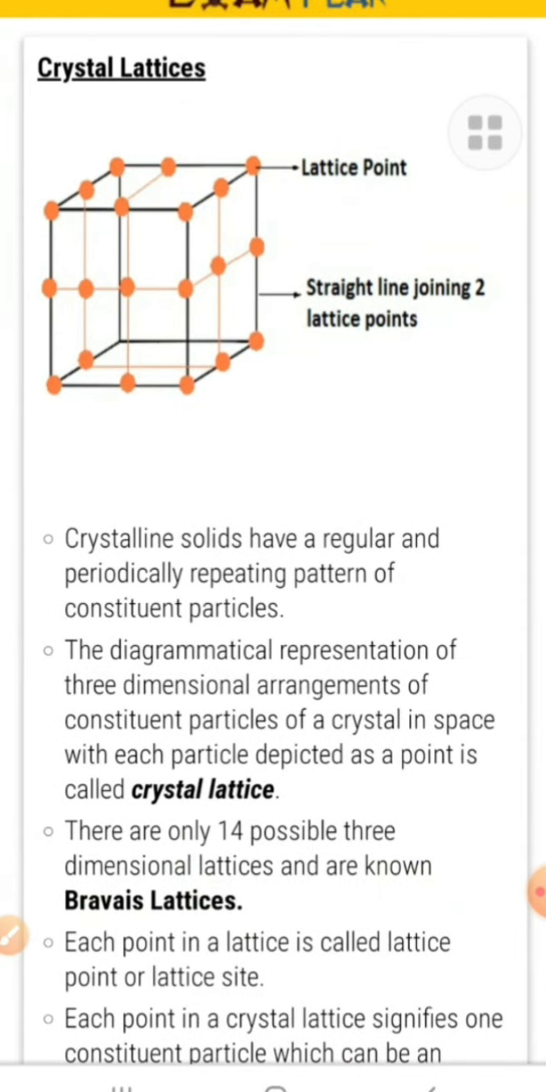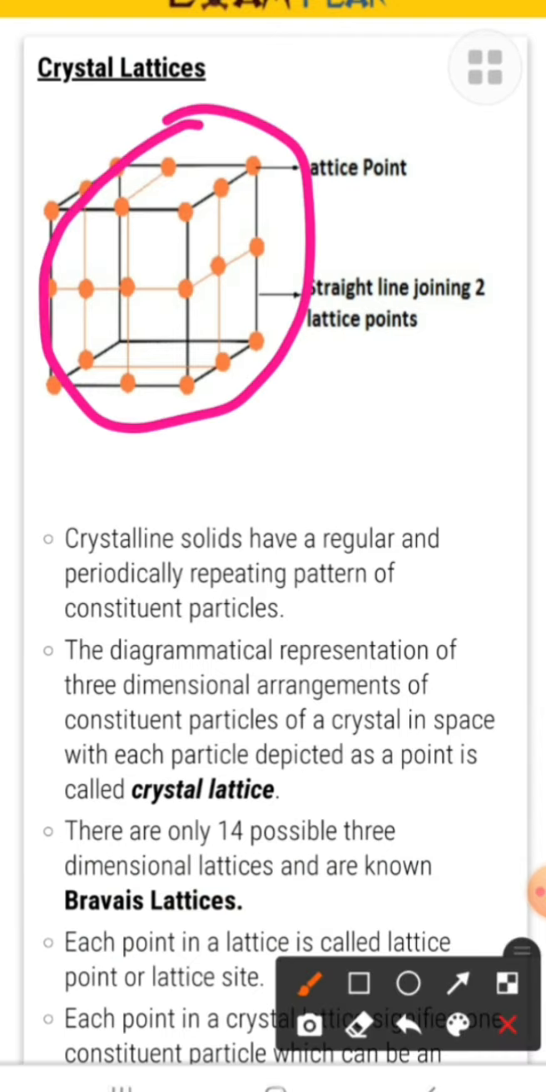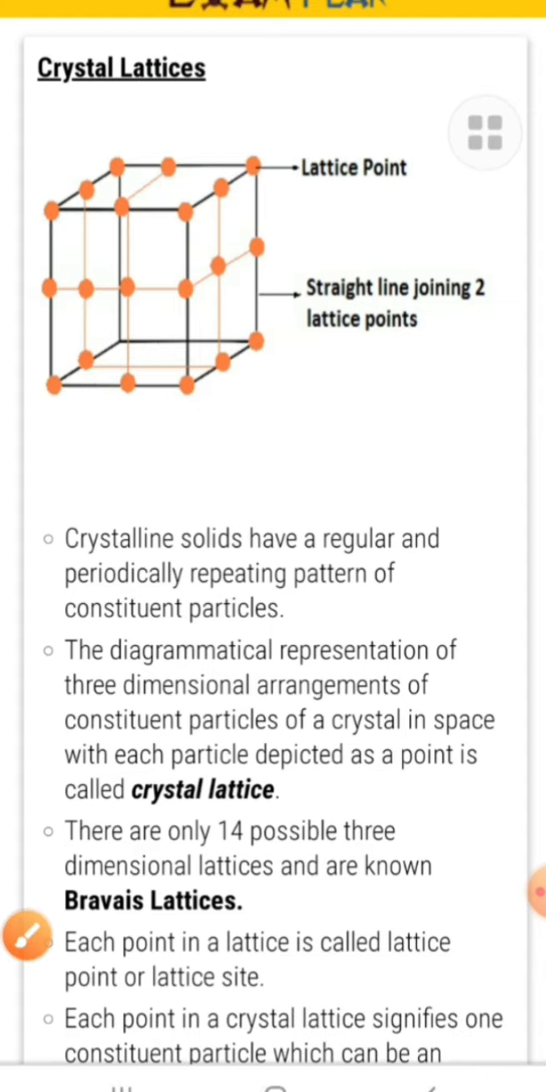That is the crystal lattice. We can show the structure of a crystal lattice by straight lines joining lattice points. Crystalline solids have a regular and periodically repeating pattern of constituent particles. Each particle, depicted as a point, forms the crystal lattice. There are 14 possible three-dimensional lattices, known as Bravais lattices.